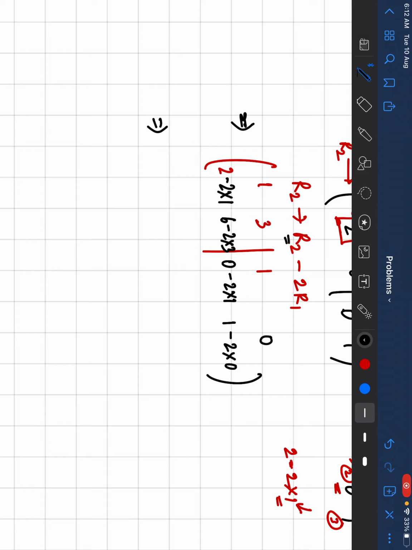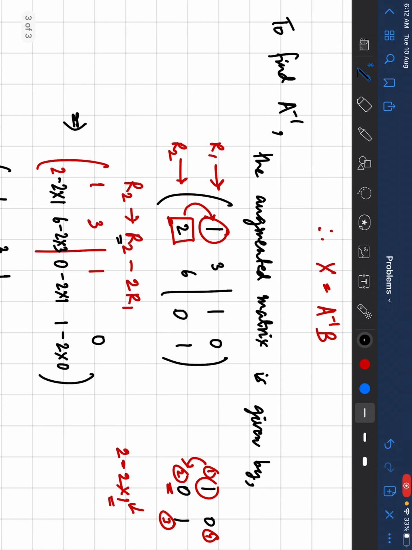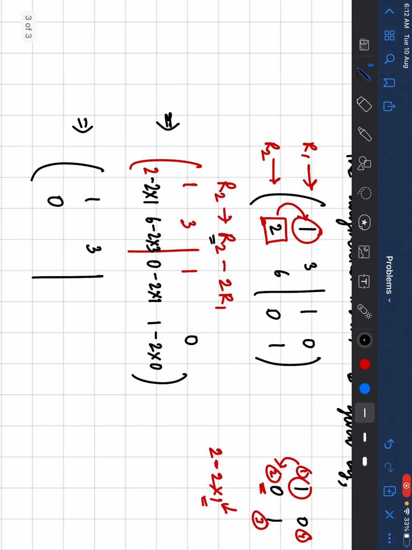We get 1, 3. This one is coming 2 minus 2, that is 0. This one is coming 6 minus 6. For this question it won't be possible because this one is also coming 0. So for this question we can directly write that inverse is not possible. Inverse is not possible for these types of questions.